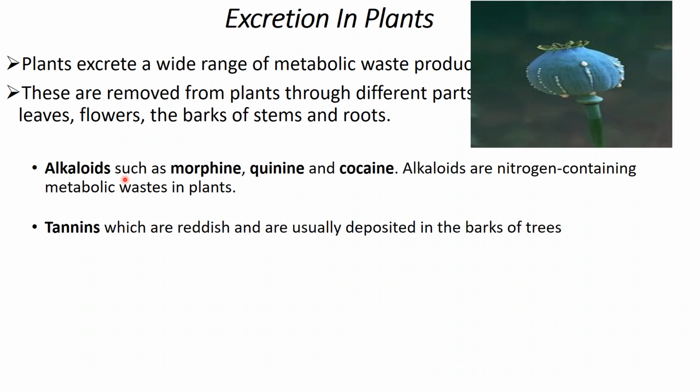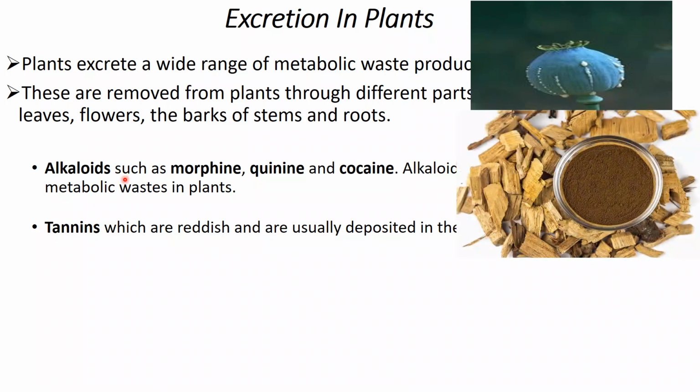Next are called tannins, which are reddish and are usually deposited in the barks of trees. Example, this is a bark that has been chopped and the tannins have been extracted. But normally, if not chopped like this one here, this color you see are the excretory products that constitute tannins.